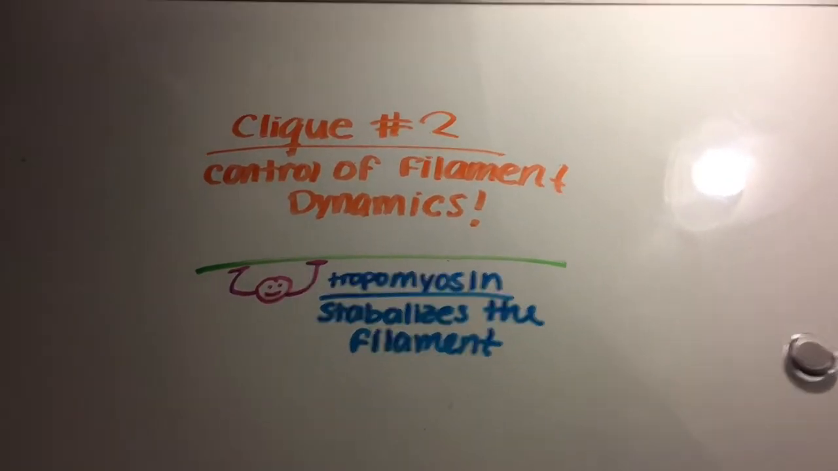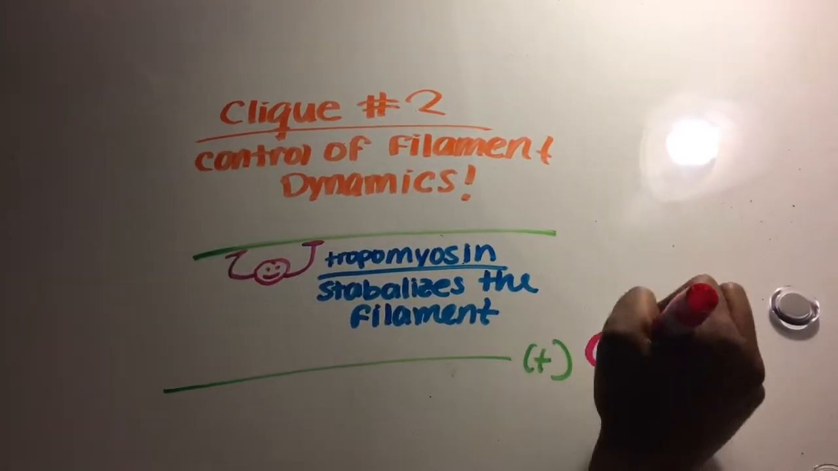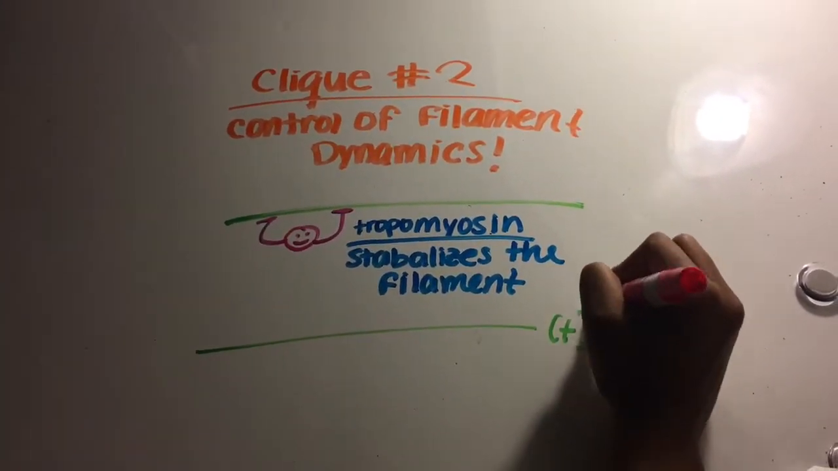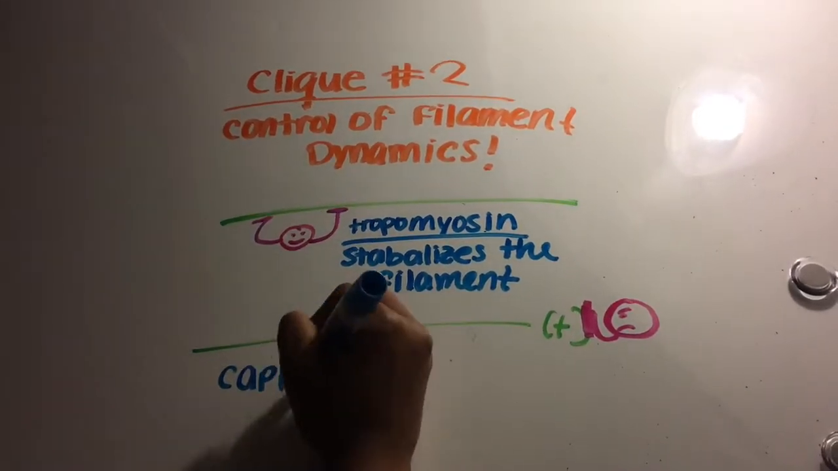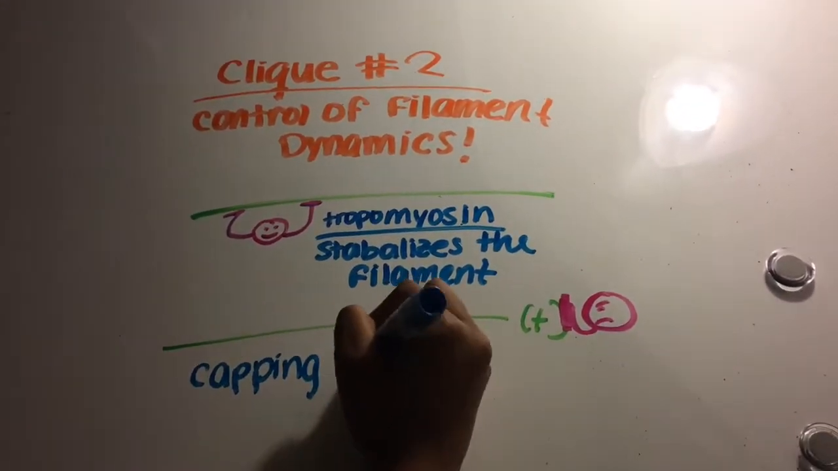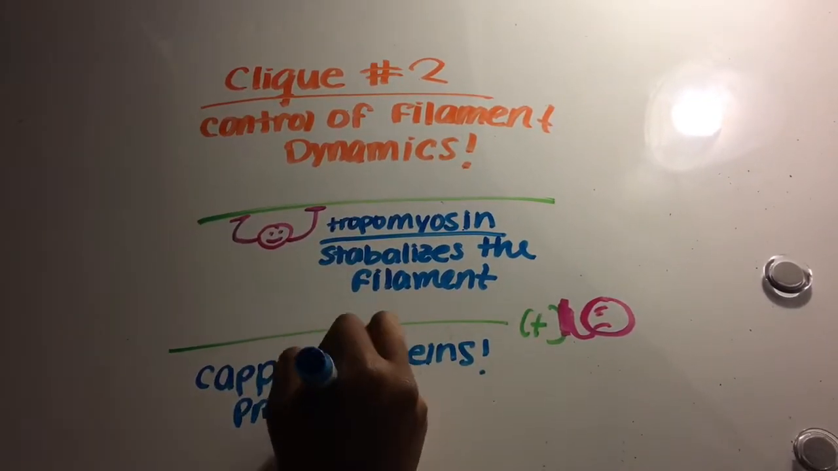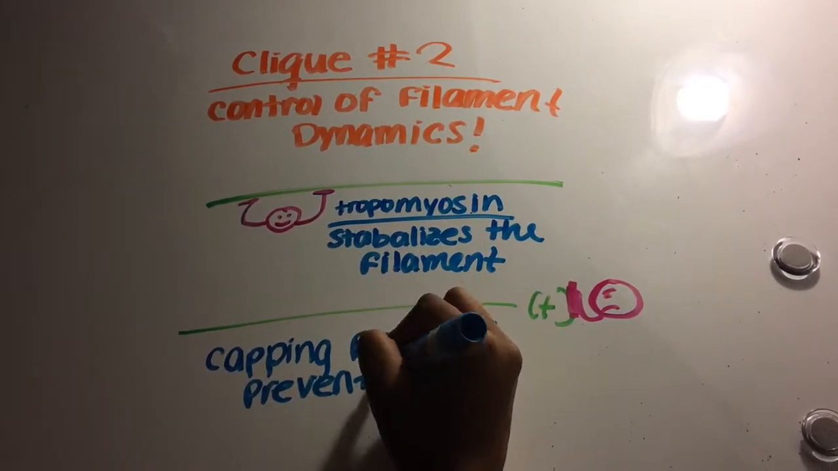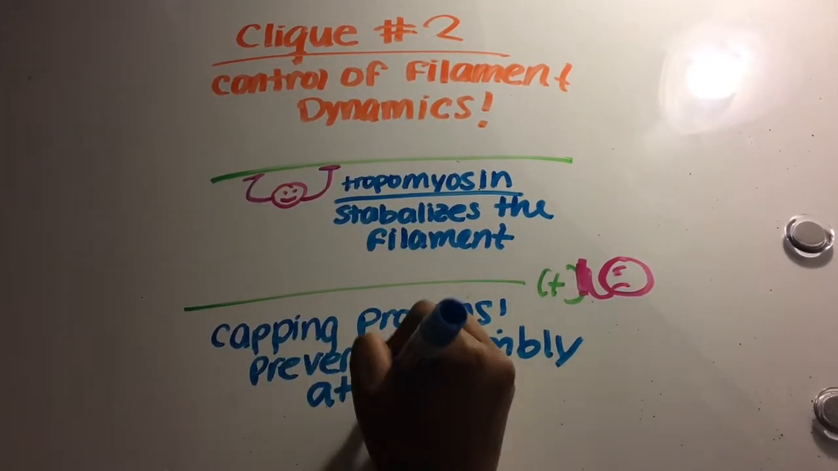So yes, our next protein that we're going to talk about are called capping proteins, also known as CapZ. These snazzy little proteins are going to bind to the plus end, and they're basically going to prevent assembly this way, which is really cool. So basically this cap protein can couple with other proteins in order to make a lot of important processes happen.